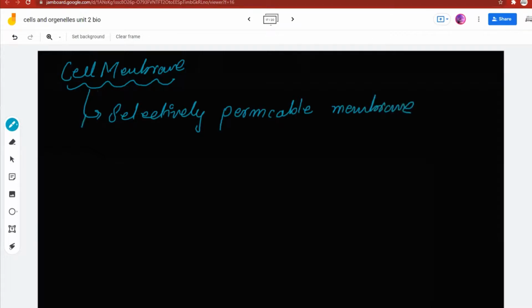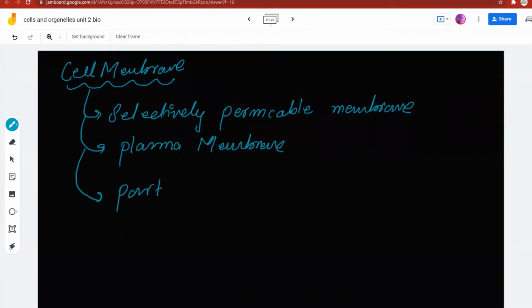The other name, as Hazik was telling us, is plasma membrane. These are the names for the cell membrane. And another name is partially permeable membrane. What's the meaning of partially? It means some part. Exactly, half. Partial means half, so partially permeable allows some things, half of the things, to move inside. So these are the three names.